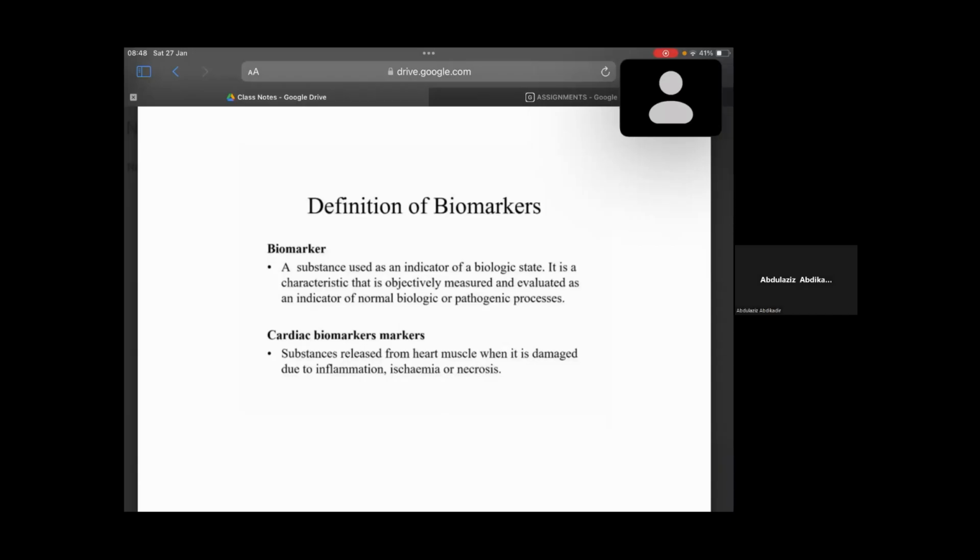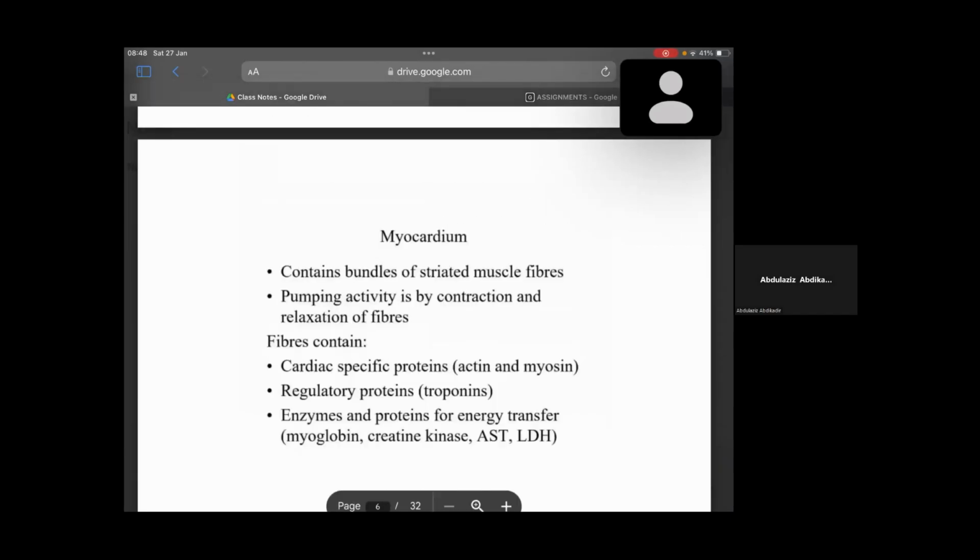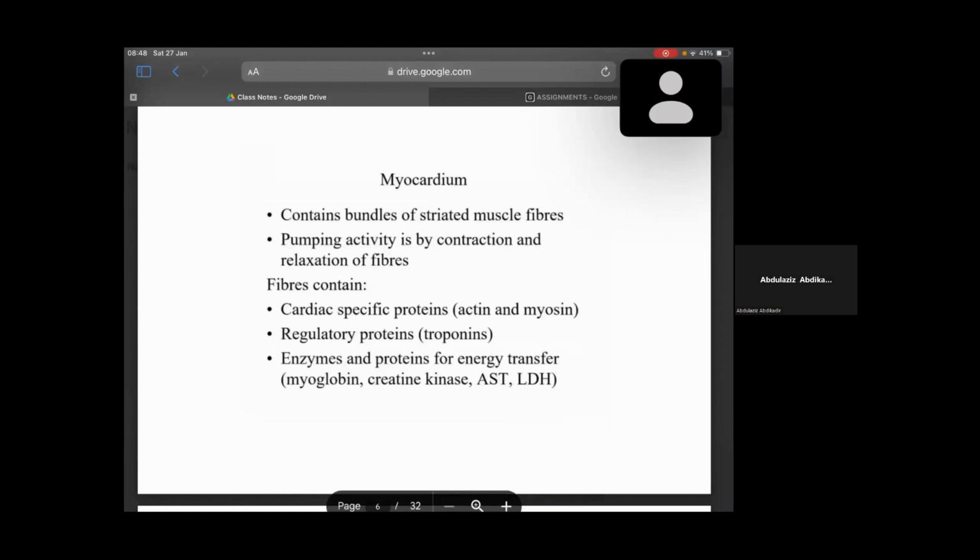Okay, let's start with the cardiac biomarkers. From the name, bio is biological, and marker is a marker. So it's a substance that is used to indicate a biological state. For the heart, the cardiac biomarkers are the cardiac specific proteins, the actin and myosin, the regulatory proteins and enzymes.